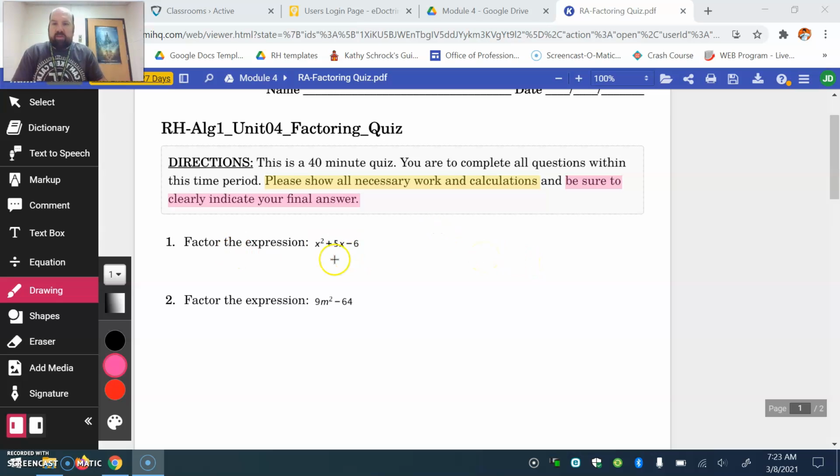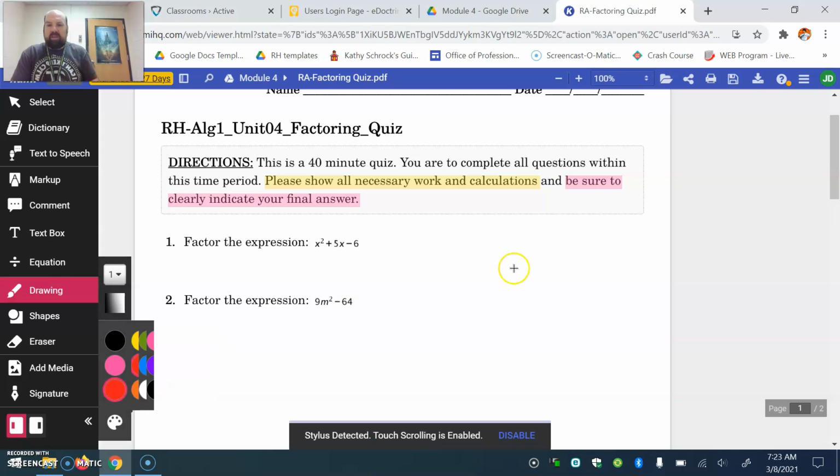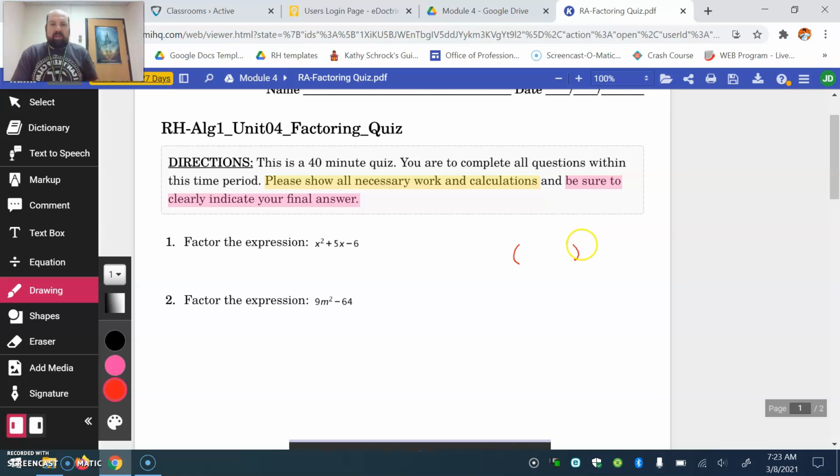All right, number one, factor the expression x squared plus 5x minus 6. So first thing we know is our final answer is going to look something like this. I do it in red so it's easy to see. We're going to have something in parentheses over here. Now, let's look at what we have. First there's an x squared, and that comes from x times x, right? So I know that's going to be part of my final answer.